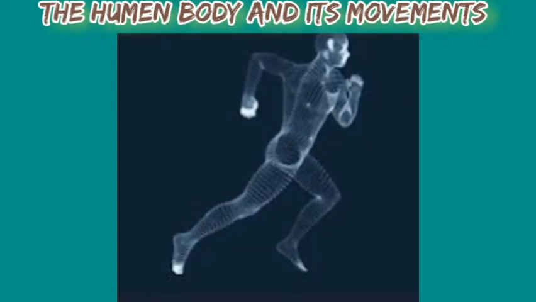Hi friends, welcome. Today we see the human body and its movements. The human body is the result of millions of years of evolution. Dexterity and bipedal locomotion have helped us reach where we are. Anatomically, humans have the following characteristics.